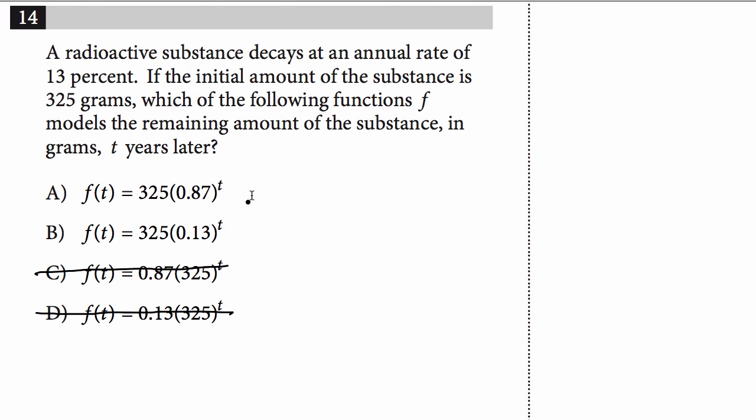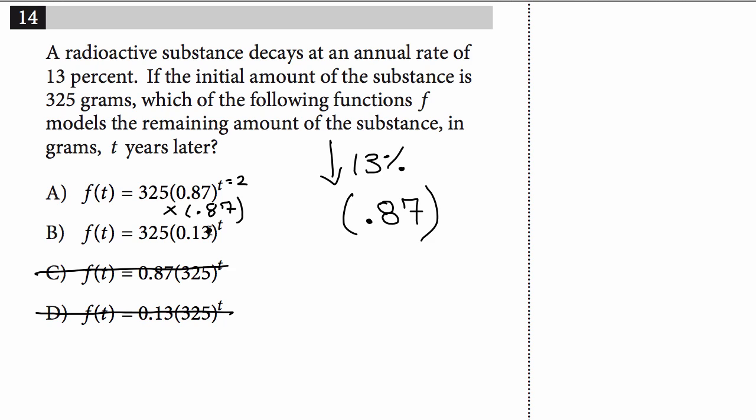Okay? So then the question is, do you want 0.87 or 0.13 here? Well, if you're decreasing by 13% a year, here's the trick. You really want to think about that in terms of 100%. So if you lost 13%, you're really multiplying every year by 0.87, right? So here's 325. After your first year, if t was just 1, you multiply by 0.87. If t was 2, it's this amount times another 0.87.